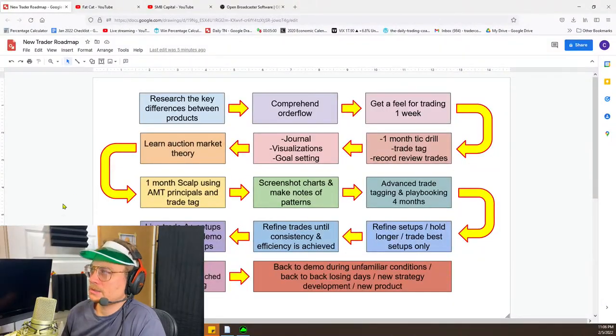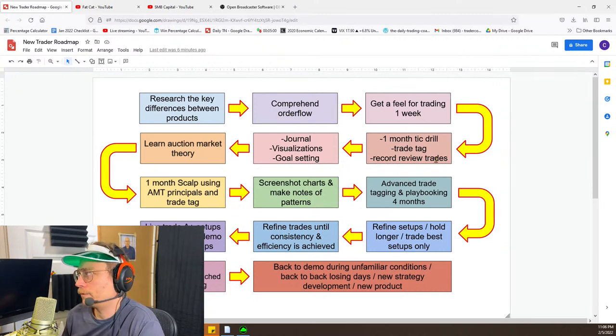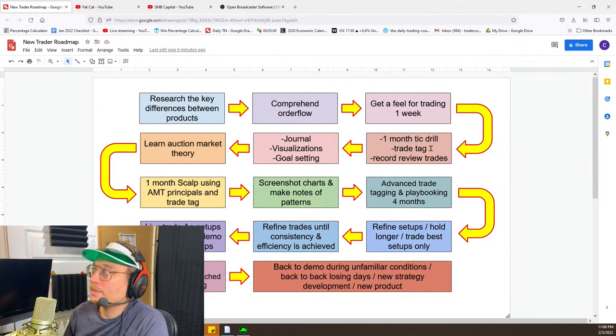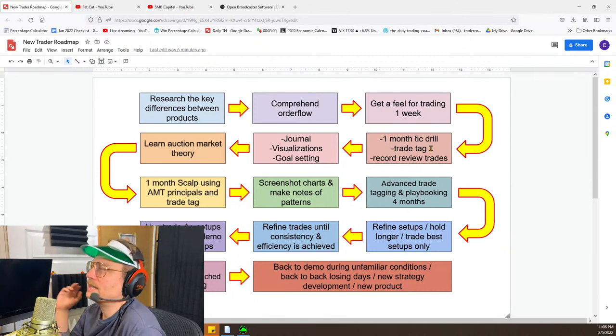Okay, with that said, that is what I think the path would be for a brand new trader within the first year. Probably going to take you more than a year because you're going to get caught up somewhere in these middle steps. So again, research different products, comprehend order flow, get a feel for trading for a week, do a month of tick drills, trade tag the entries, record and review the trades.